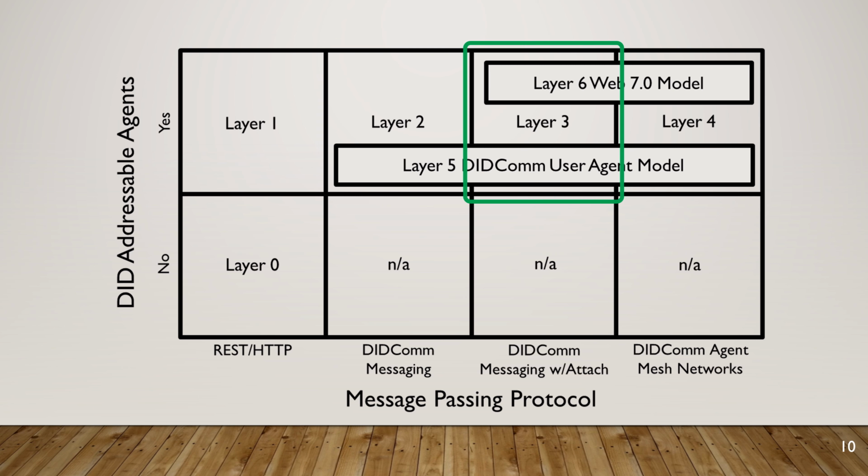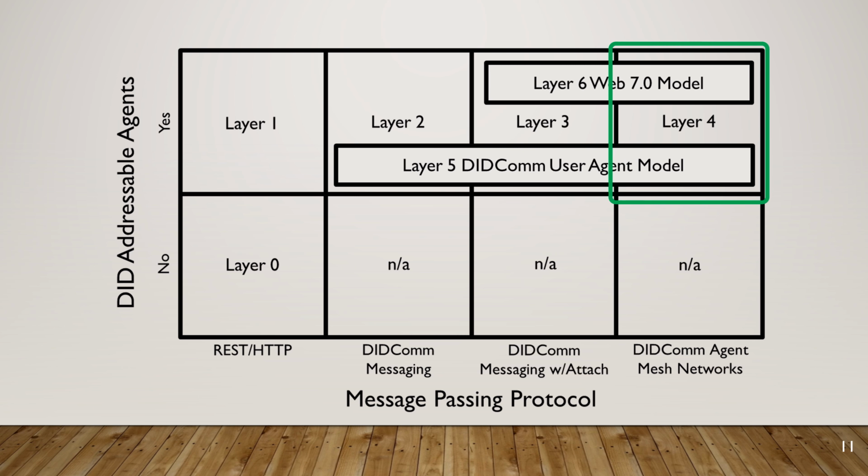Layer 3, again, a tiny baby step from layer 2. Layer 3 just adds the ability to have attachments to your DIDComm messages. So for example, this could be a purchase order, an invoice, a waybill, a delivery confirmation attached to a DIDComm message, potentially a custom DIDComm message. And those are the four core layers, the four core capabilities that developers need.